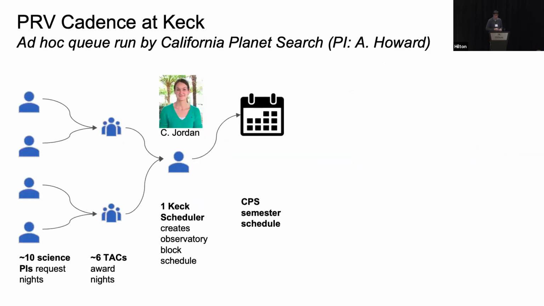So we've been chugging along with this backdoor workaround, which is to run an ad hoc queue by an organization called the California Planet Search, led by Andrew Howard. And what happens is that a number of science PIs elect to collaborate with CPS, and they propose for time through a number of tracks. The successful proposals get rolled up and sent off to Carolyn Jordan, who's the Keck scheduler, and she produces a semester schedule for the whole telescope. Very little cadence information goes into the creation of this schedule. It's basically just things like target coordinates.